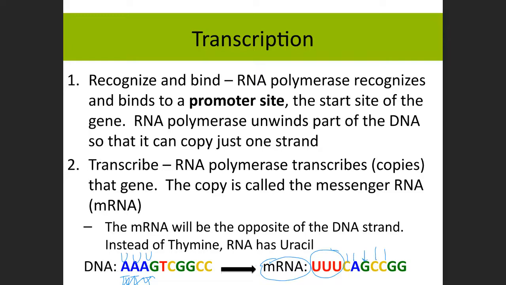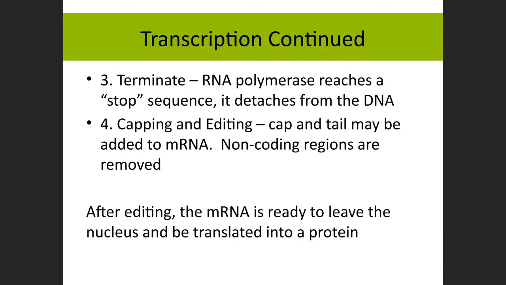Okay, so we've made this messenger RNA copy from our DNA. And we can then use that. So it's got this piece of DNA that it's copied. It's made this piece of RNA from it. Well, now we need to stop, right? So that RNA polymerase that was making the copy reaches something that says stop, you're done, this gene is over. It detaches from the DNA.